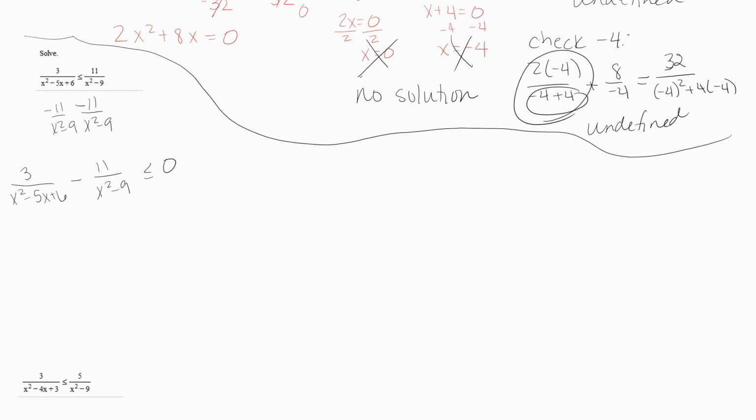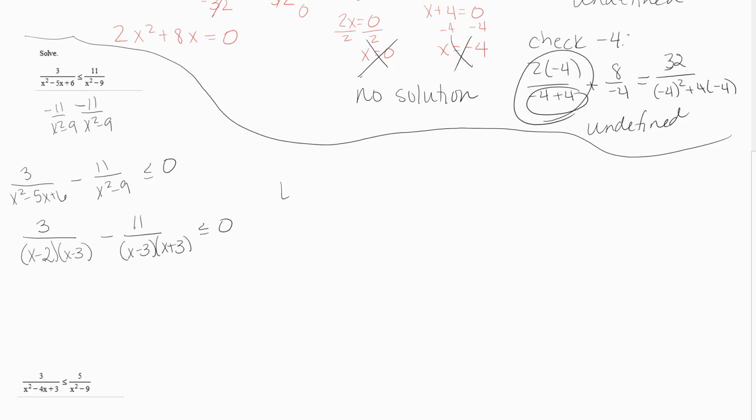And to do that, I first want to factor both of our denominators. So x squared minus 5x plus 6 factors as x minus 2 and x minus 3. Minus 11 over x squared minus 9 is a difference of squares. So it factors as x minus 3, x plus 3.